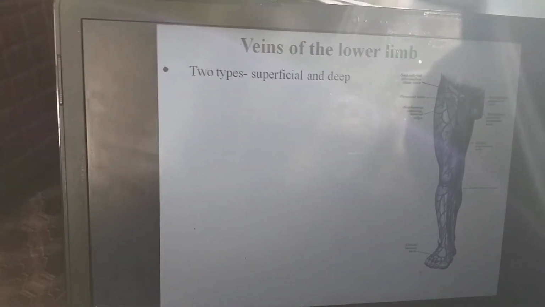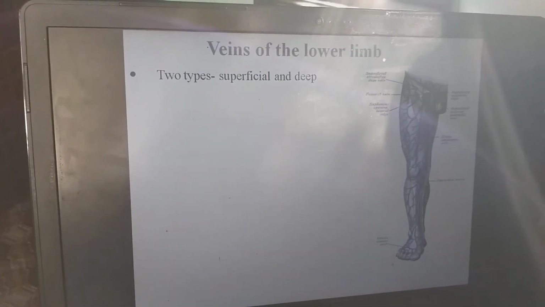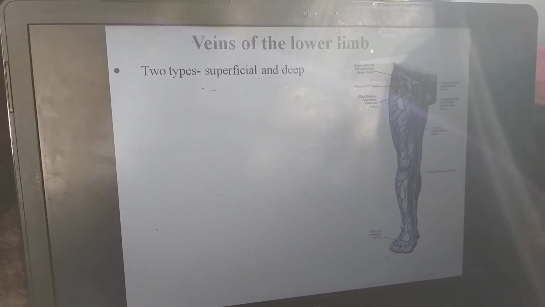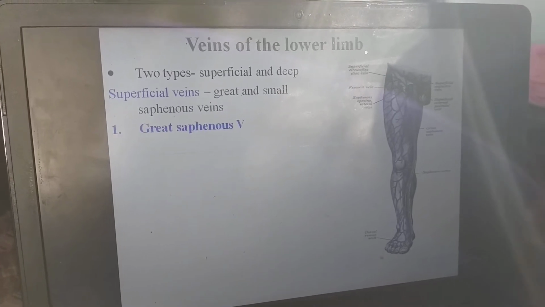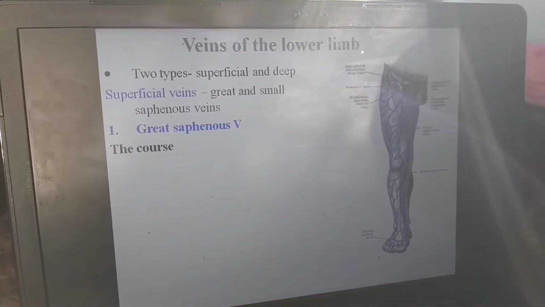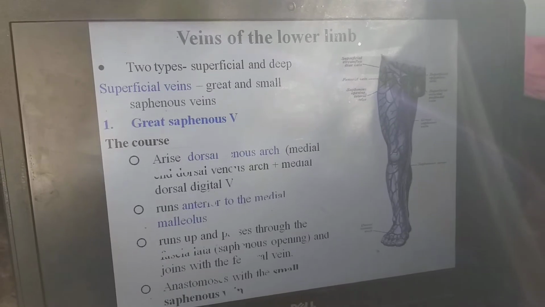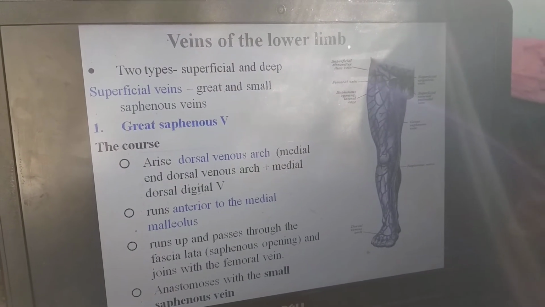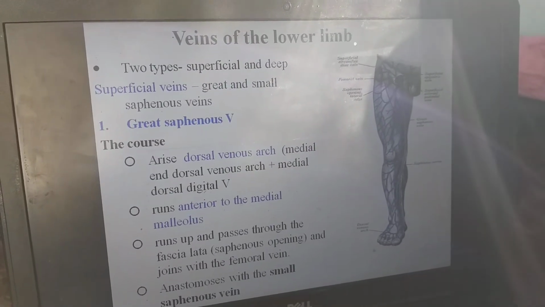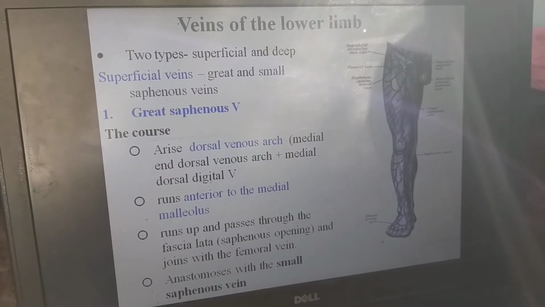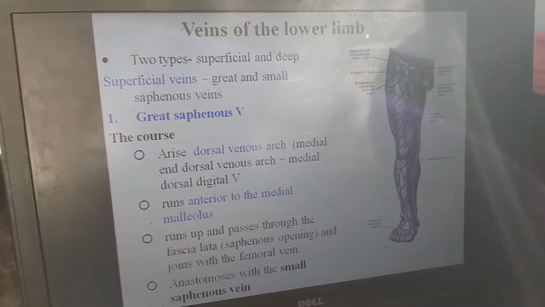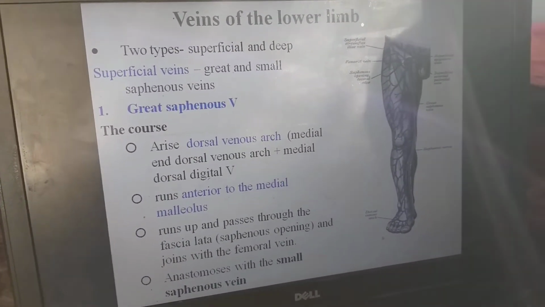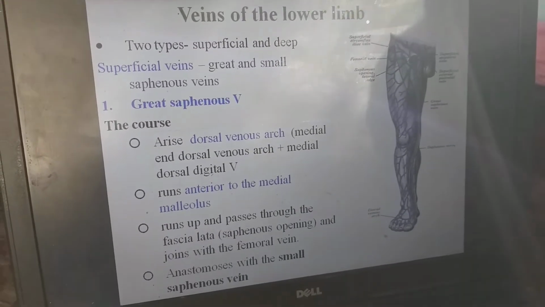How many superficial veins of the upper limb do you know? Two major ones, basilic and cephalic. The same is true here. There are two veins, named the great and small saphenous veins, the superficial veins of the lower limb. The great saphenous vein moves on the medial side, anterior to the medial malleolus, runs upward and passes through the fascia lata. Then finally it joins the femoral vein. It has anastomosis with the small saphenous. So it moves on the medial side, like the basilic.